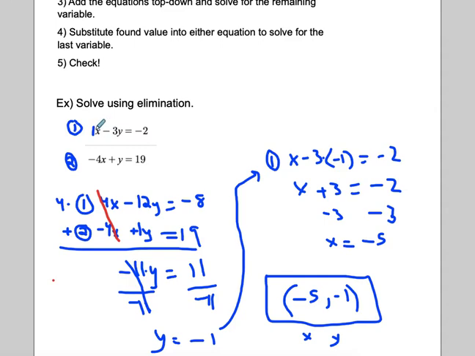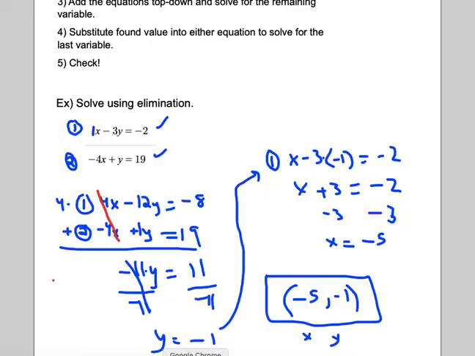If x was negative 5 and y was negative 1, this is like negative 5, a negative 3 times negative 1 is a plus 3. Negative 5 plus 3 is negative 2. Yeah, buddy. If I replace this x with negative 5, negative 4 times negative 5 is 20, plus negative 1, if I plug that in for that, is certainly 19.